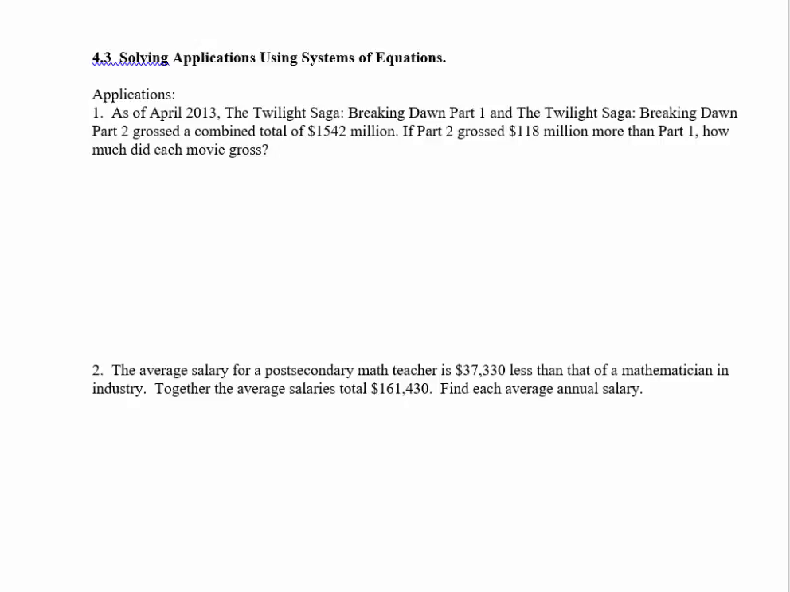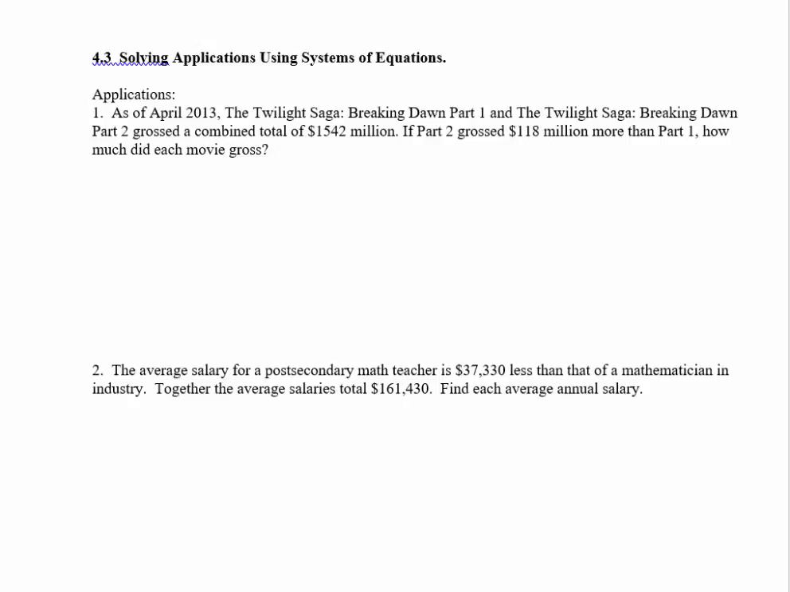So I'm going to do the setup for you and give you the answers, and you are going to solve these on your own. Applications. Number 1. As of April 2013, the Twilight Saga, Breaking Dawn Part 1, and the Twilight Saga, Breaking Dawn Part 2, grossed a combined total of $1,542 million. If Part 2 grossed $118 million more than Part 1, how much did each movie gross?